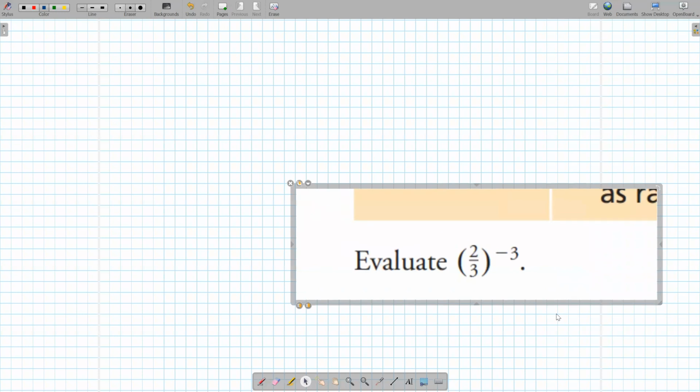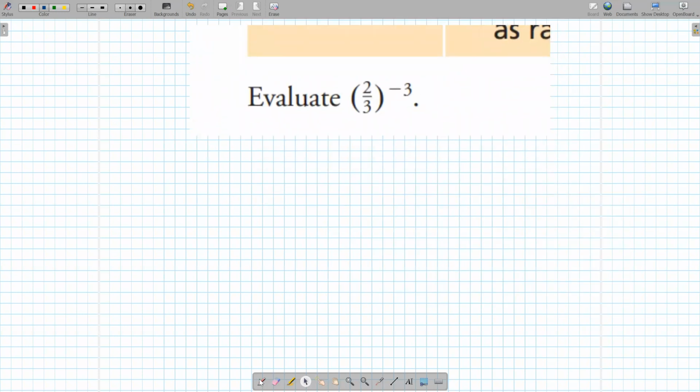How do we do this one? Now there's a fraction with a negative exponent. How do you think we approach this?